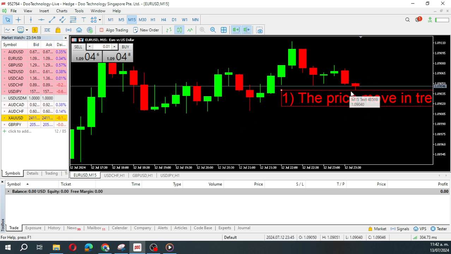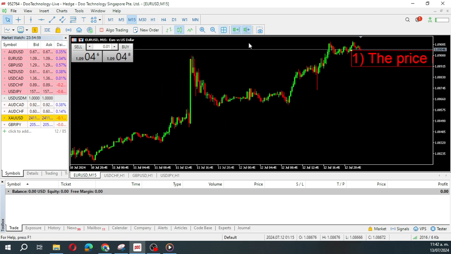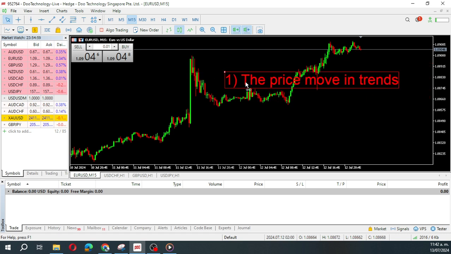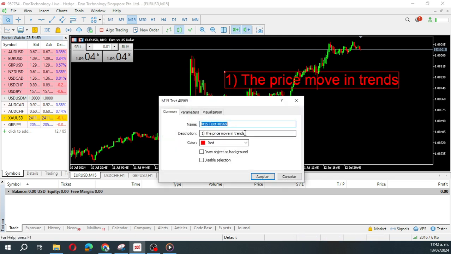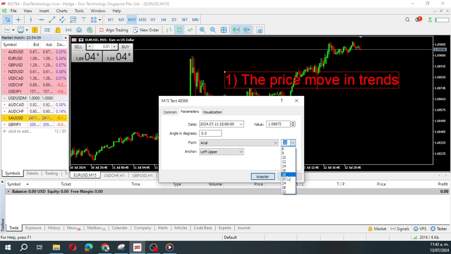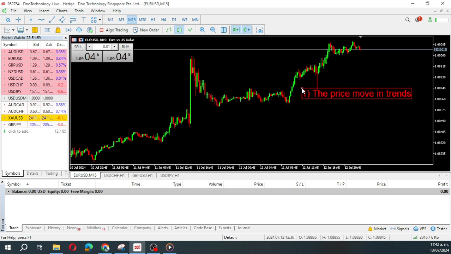Oh, this is kinda big. Okay, I want to move it. Oh, yes, the price moving trends. So let's try to modify it. Delete properties. Okay, I can only write. I will make it not so big. So yes. The first thing is the price moves in trends, right?